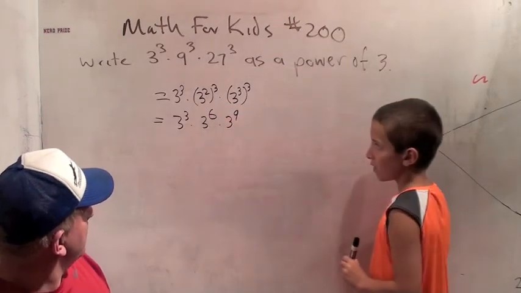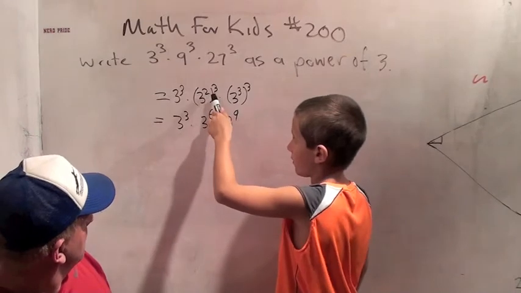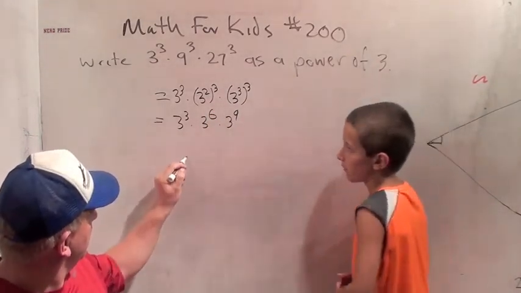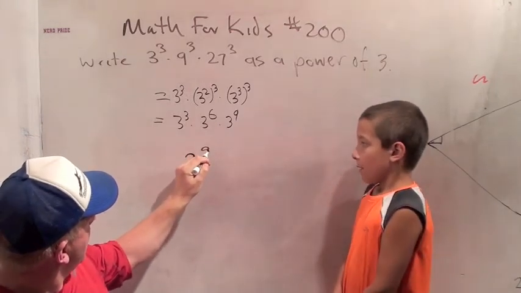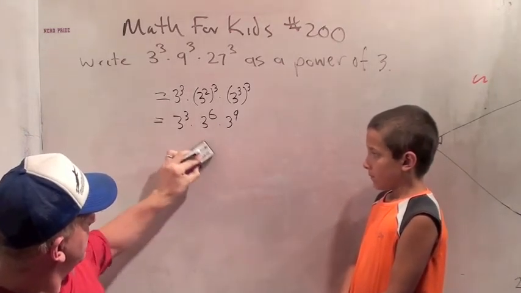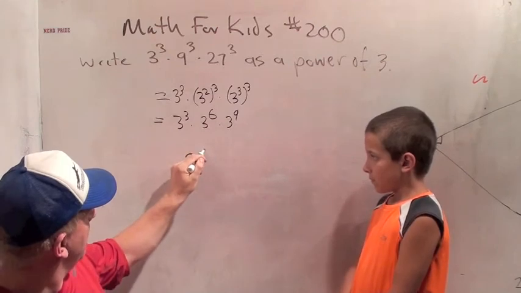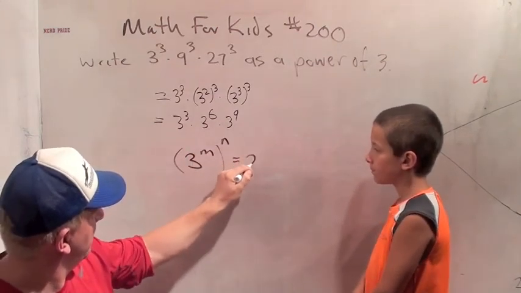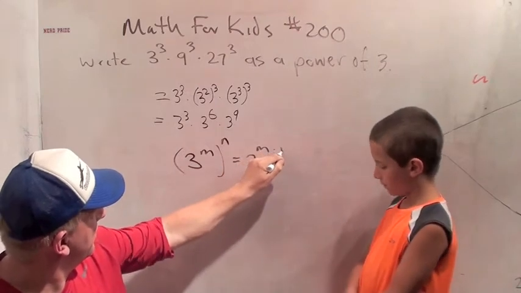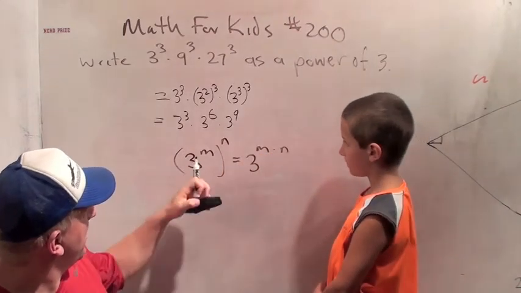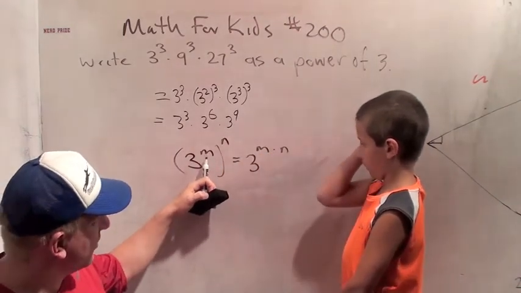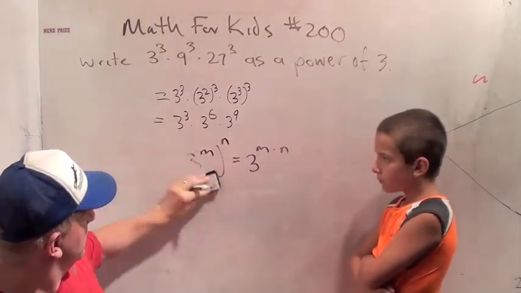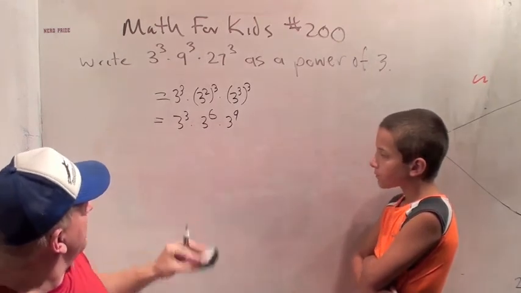Okay, and how did you figure that out? Powers multiply when they're like that. Okay, powers of powers multiply. So 3 to the m to the nth power is 3 to the m times n, right? Yep. So when you take powers to the power, those powers multiply. Okay? So that's a great job so far.